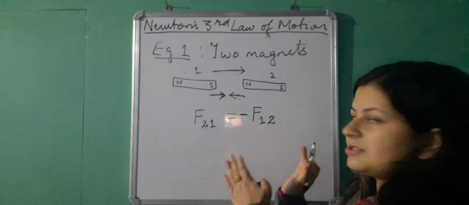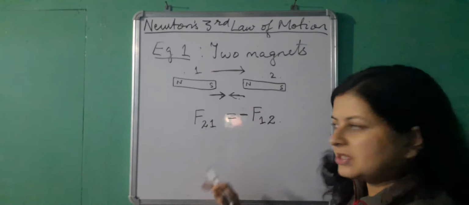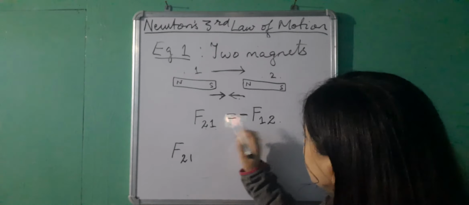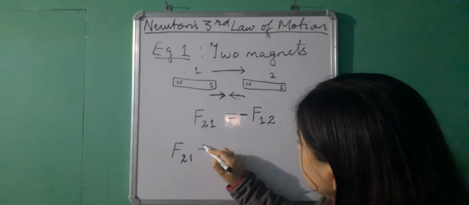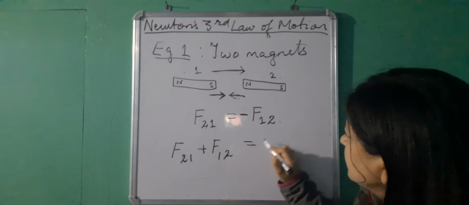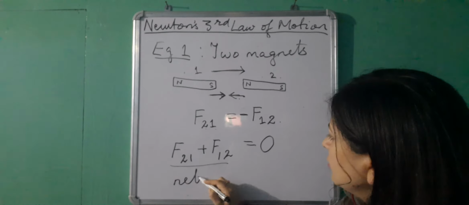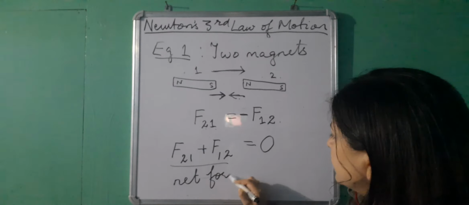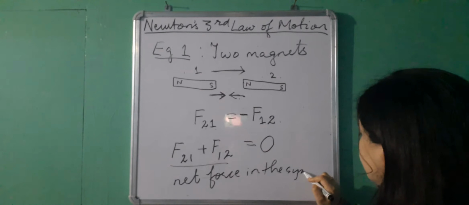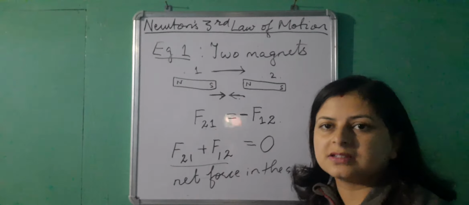Now you know algebra, right? You take the things from the right hand side to the left hand side, the sign gets changed. Let's do that now. F21, minus will go that side with a plus sign, F12. Now nothing remains here, so we will put 0. Now this is giving you the value of net force in the system. Now what is the system comprising of? The system is comprising of two magnets separated by a certain distance.